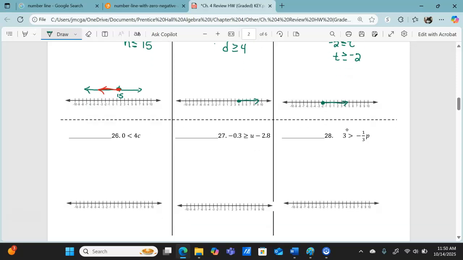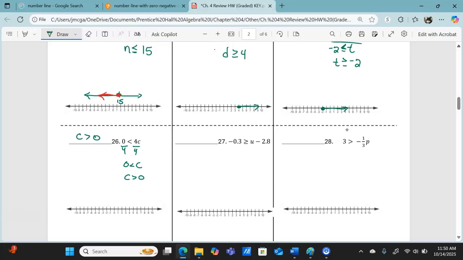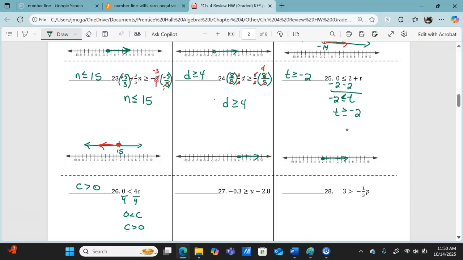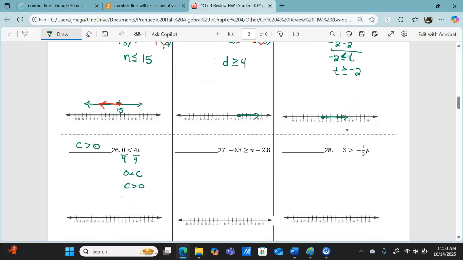Number 26, divide both sides by 4. We get 0 divided by 4 is 0, and we need to change the direction of that inequality. Did I write that one up in there? Yes, I did. And then for our graph, we would have an open circle at 0 and going this way.